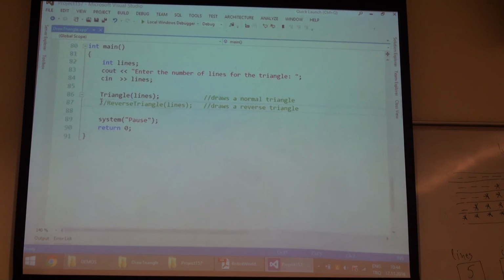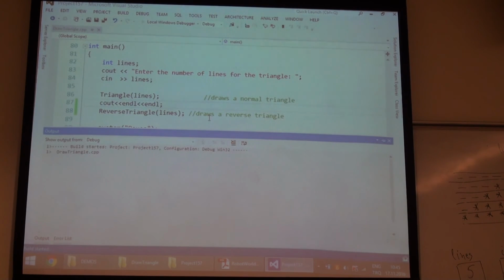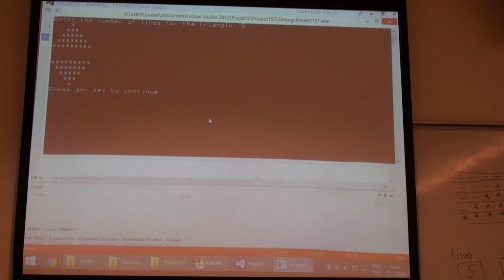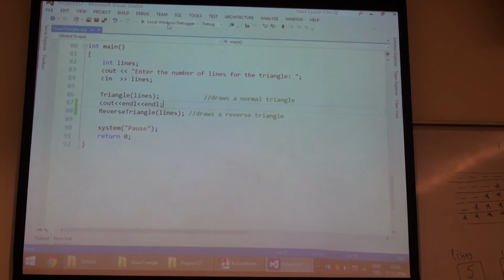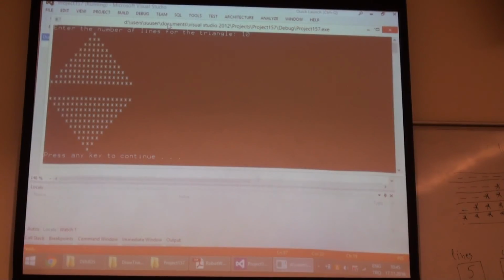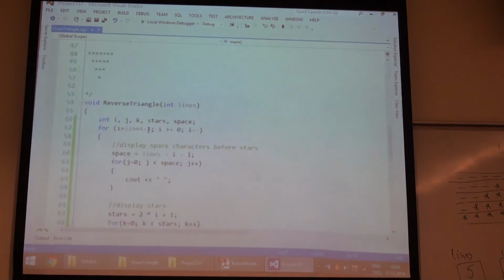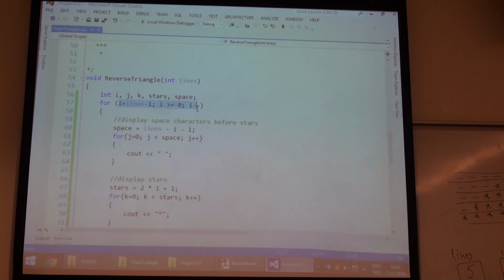We should uncomment reverse triangle. Let's write some new lines here. Okay, 5 lines. This is it. If this is not a lot, let me give 10 lines. So these are the triangles, okay? Reverse triangle. We just changed some stuff in the for loop.